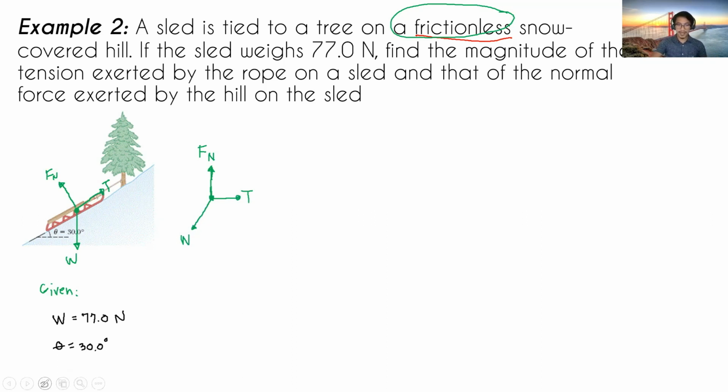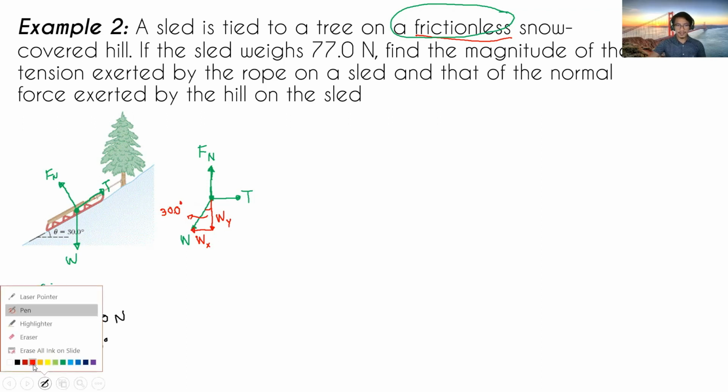Now, if you notice, our weight is slanted. So that means we will identify the x component and the y component of this weight. This is the wy, and this is our wx. Now, what is the angle? This angle is, remember, 30.0 degrees. That is our angle.